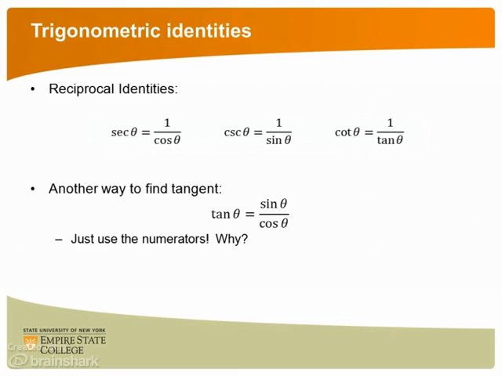There is one more ratio that is often useful. Tangent can also be defined as the ratio of sine to cosine. When we have the ratios for sine and cosine, we only need to use the numerators. This is because the numerator of sine is the opposite, and the numerator of cosine is the adjacent. Remember, the original definition for tangent was opposite over adjacent. Let's take a look at an example.